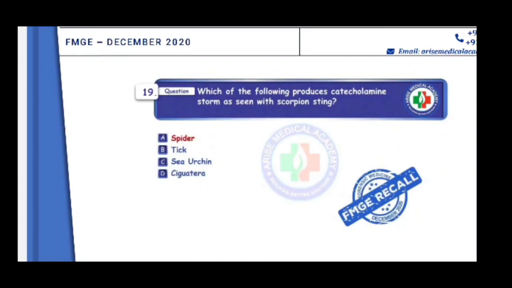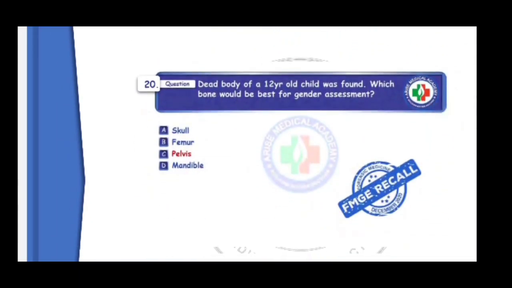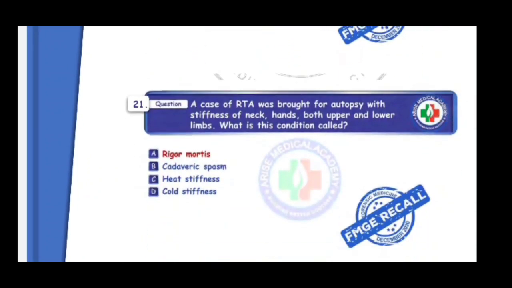Next one, which of the following produces catecholamine storm as seen with scorpion sting? So here correct answer is A, spider. Next one, dead body of a 12-year-old child was found. Which bone would be the best for gender assessment? Correct answer is C, pelvis. Next one, a case of RTA was brought for autopsy with stiffness of neck, hand, both upper and lower limbs.